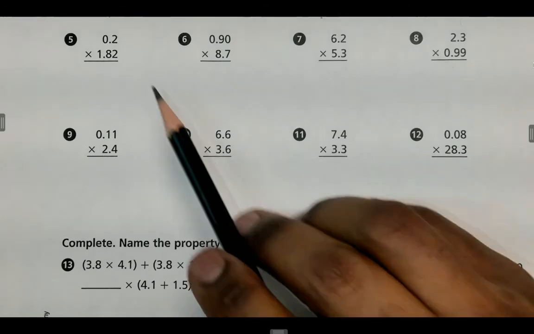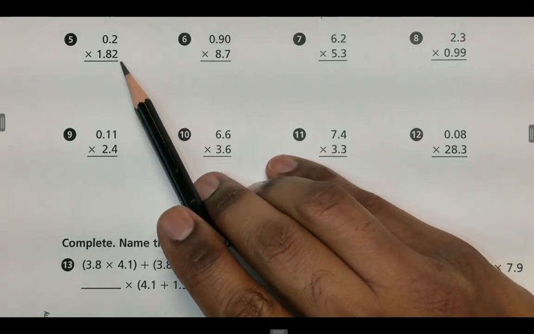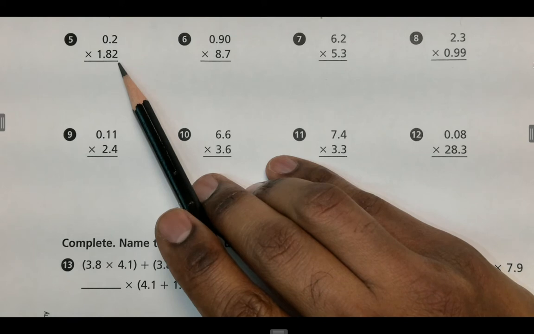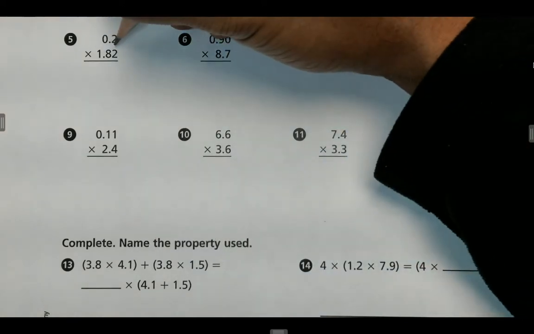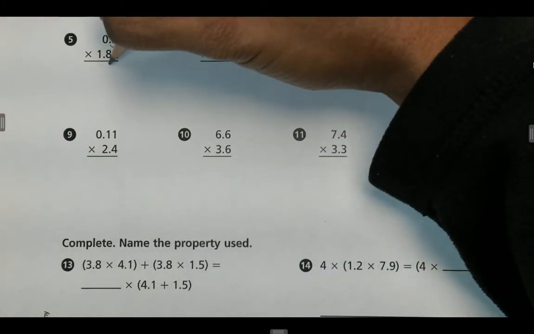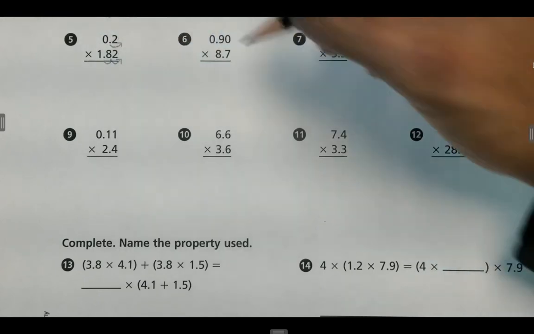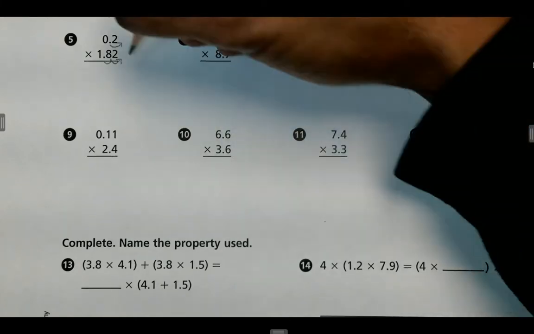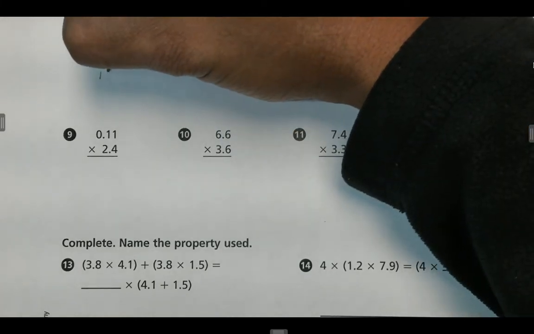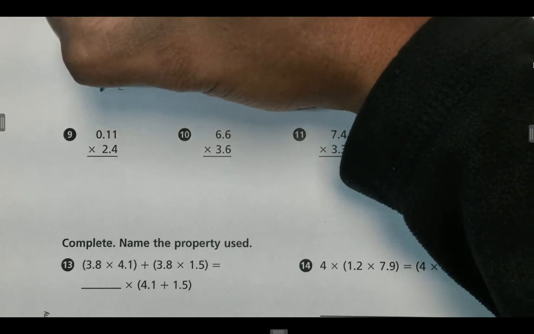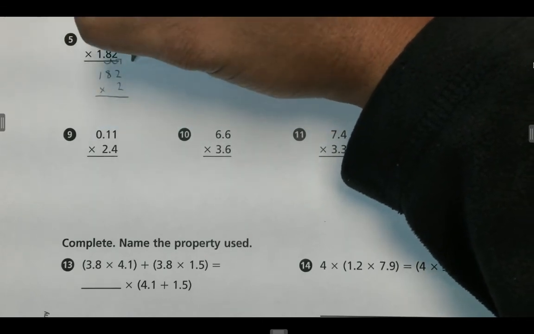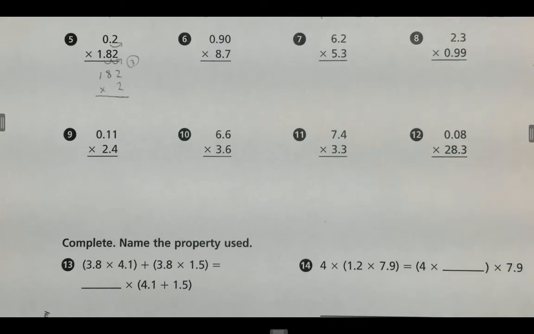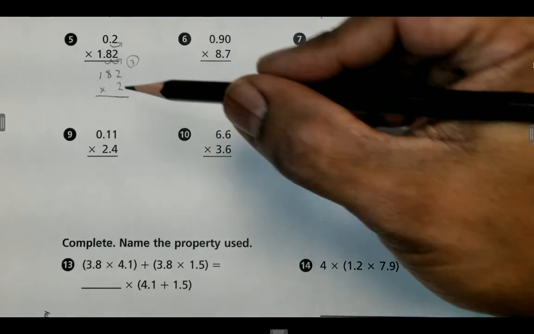Number 5. 2/10 multiplied by 1 82/100. Clear out our decimal point. Whoop, whoop, whoop. 2 multiplied by 182, I'm going to flip-flop those to put the larger number on top. Noting that I will need to come back at the end 3 places to insert the decimal point.